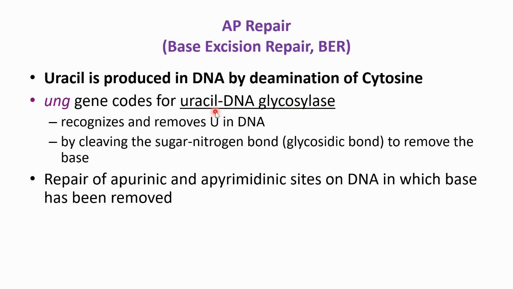This enzyme cuts the bond between the sugar and the base. The glycosidic bond is cut by this enzyme. And after removal of the base, an apurinic or apyrimidinic site is created in the DNA strand. The DNA strand in this situation is intact because the phosphodiester bond is not cut. Only the glycosidic bond is cut, and thereby only the base is removed from the DNA strand.